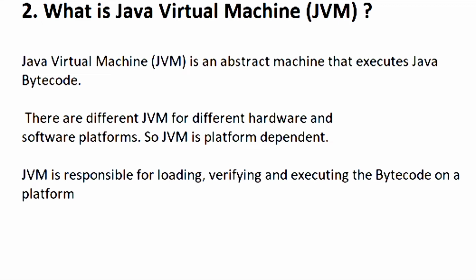2. What is Java Virtual Machine? JVM. Java Virtual Machine (JVM) is an abstract machine that executes Java bytecode. There are different JVMs for different hardware and software platforms, so JVM is platform dependent. JVM is responsible for loading, verifying and executing the bytecode on a platform.